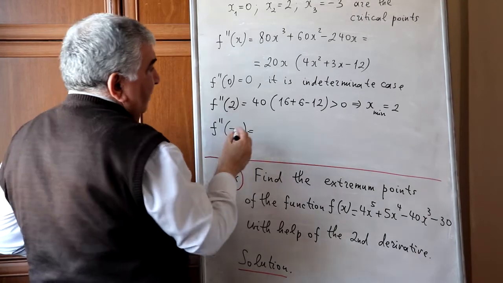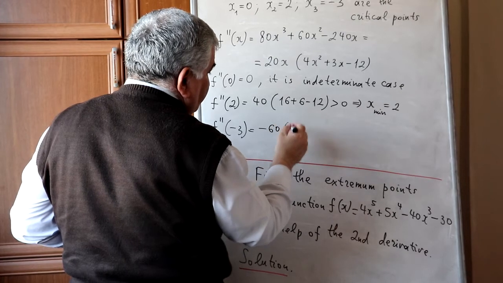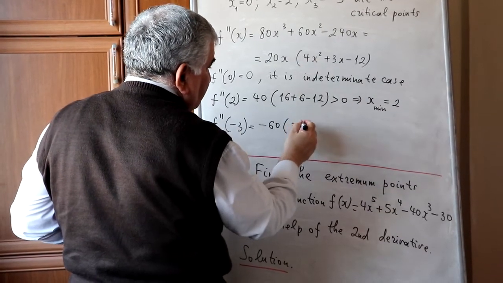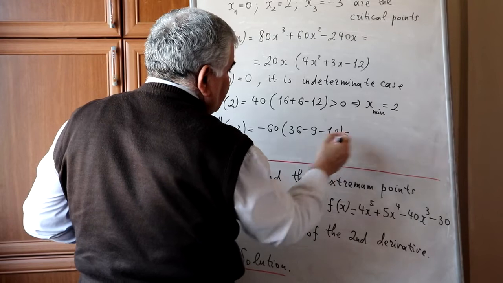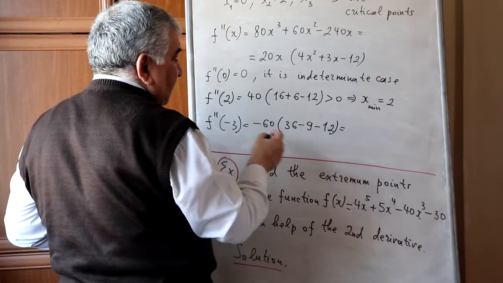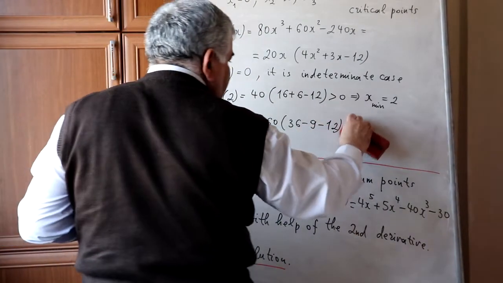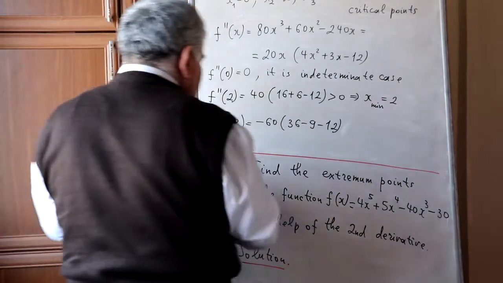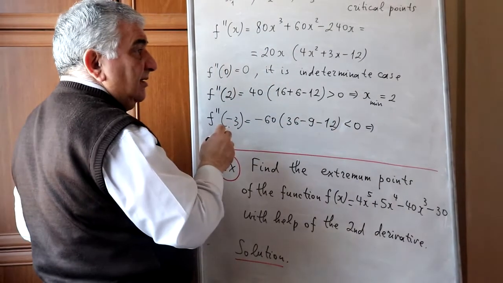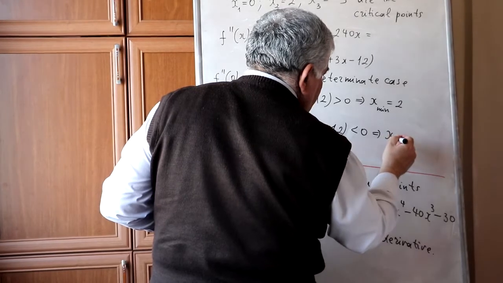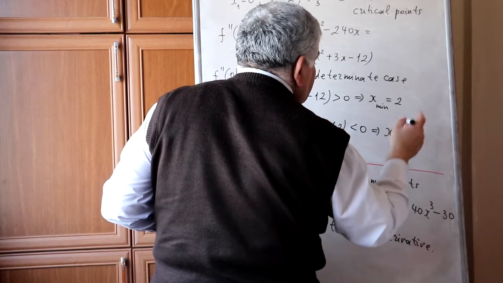And finally calculate the second derivative at the last critical point, at minus 3. For this substitute minus 3 instead of x, we will obtain minus 60 multiplied by 36 minus 9 minus 12. The expression in the parentheses is positive, multiplied by negative is negative. It is less than 0, and it means minus 3 is the maximum point, because the second derivative is negative.